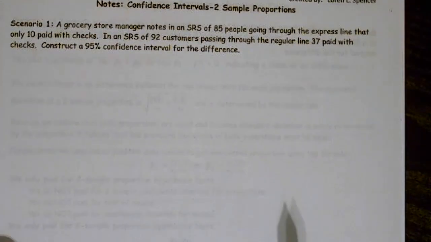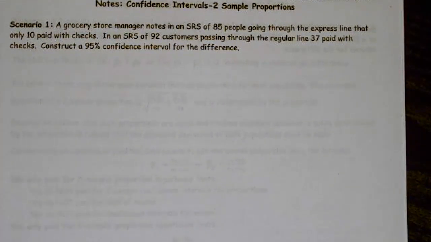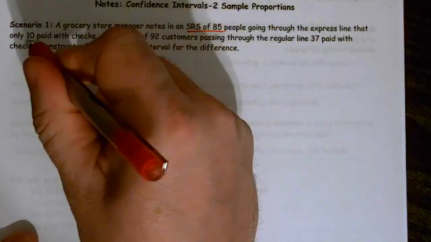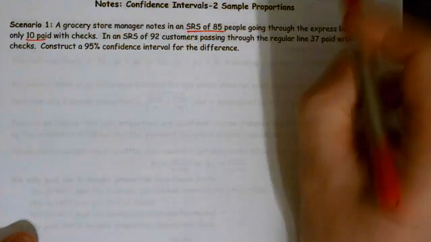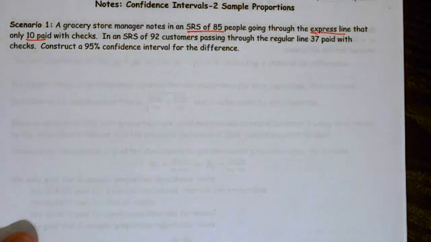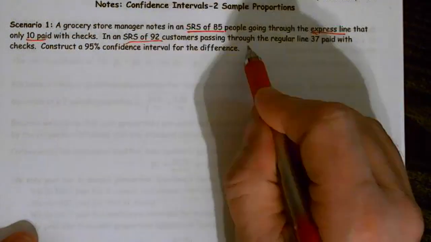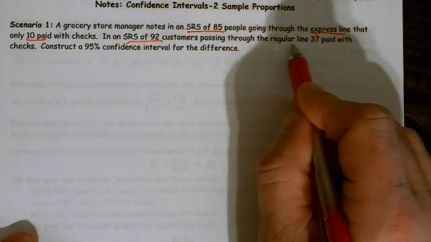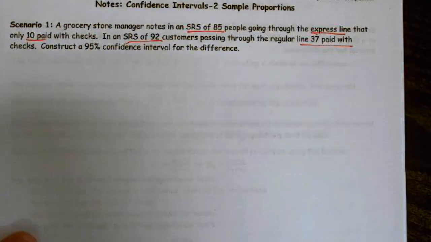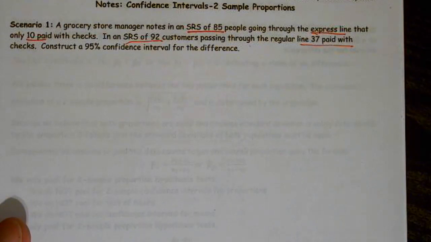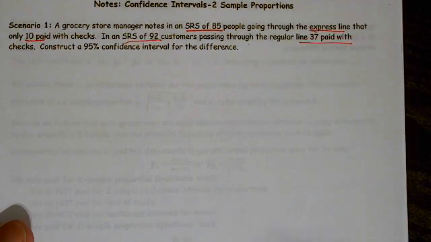A grocery store manager notes in a simple random sample of 85 people going through the express line that only 10 paid with checks. We have a simple random sample of 85. And this is in the express line. All right. In a simple random sample of 92 customers passing through the regular line, 37 paid with checks. Construct a 95% confidence interval for the difference in proportions for the two lines. Now, it doesn't say that, but that's what we're doing.